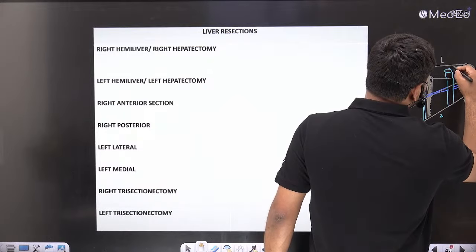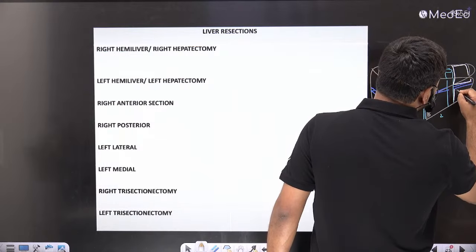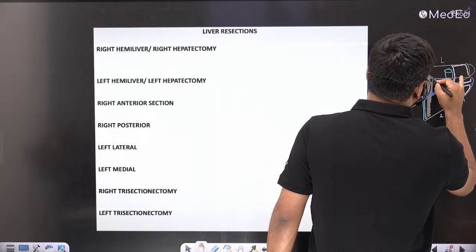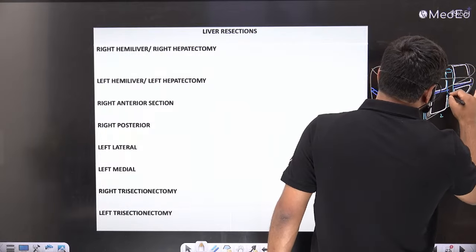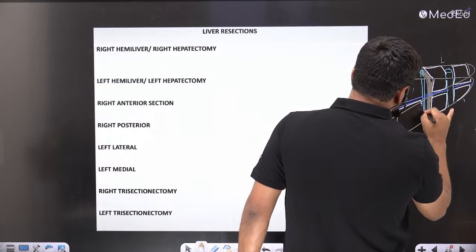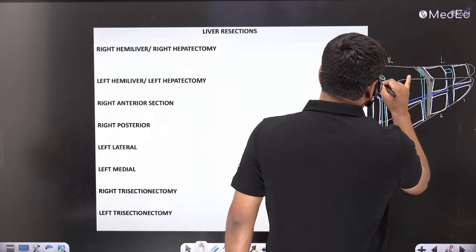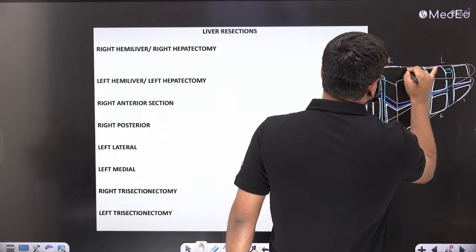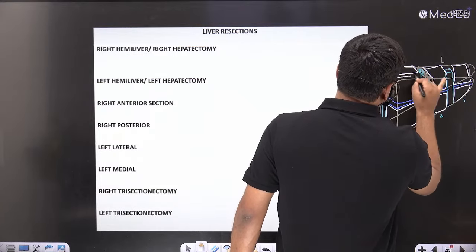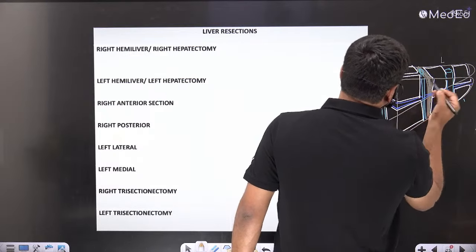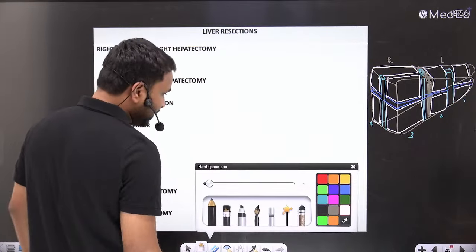Now you see this area of the liver is depicted as one segment. This is another segment that you see. Then there is one more segment that you have created here, and one more segment here. This is one segment of the liver. The posterior, you see another segment of the liver. Then you have one more component across here, and one more component of the liver which is here, right? So this is how the liver is divided into various segments.